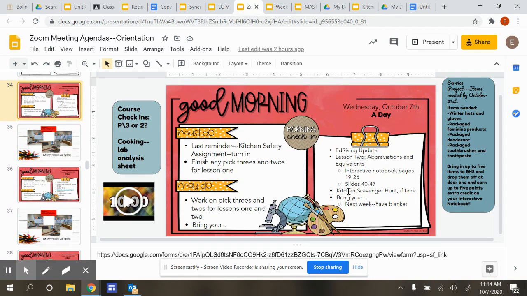We went through our Bring Your Blank to Class Challenge of the Week, which was bring something of value to you, and we gave a reminder to bring your favorite blanket to class next week with you if you want to participate. Then we went through interactive notebook pages 19 through 26, and we covered slides 40 through 47.